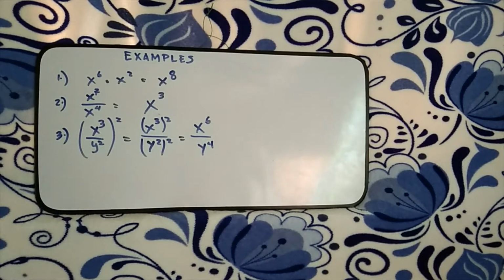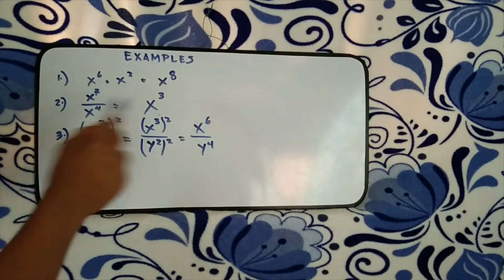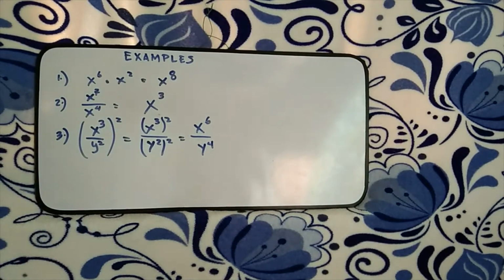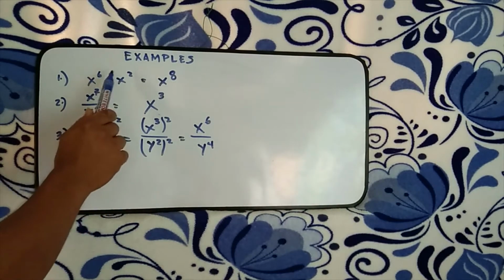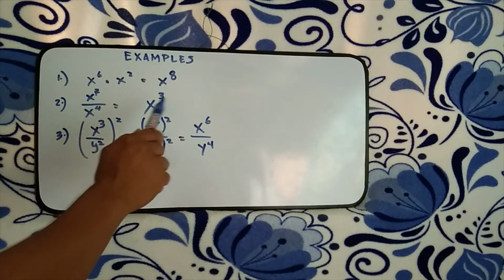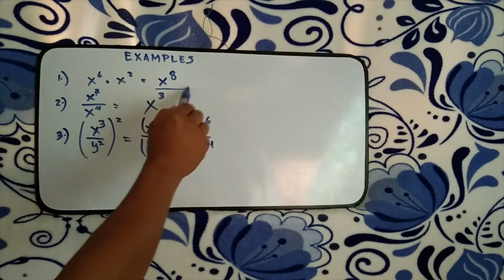Examples. X raised to 6 times x raised to 2. Diba, sa rule is, gagawin pag addin natin yung exponent niya. 6 plus 2, kaya x raised to 8. Ganun po yung answer.